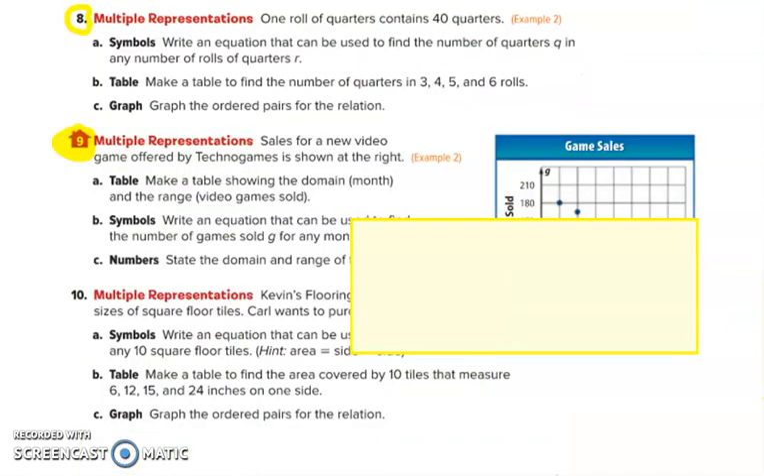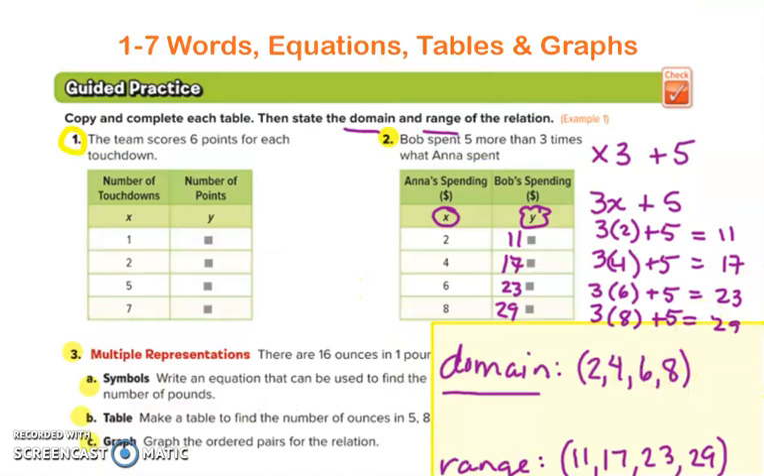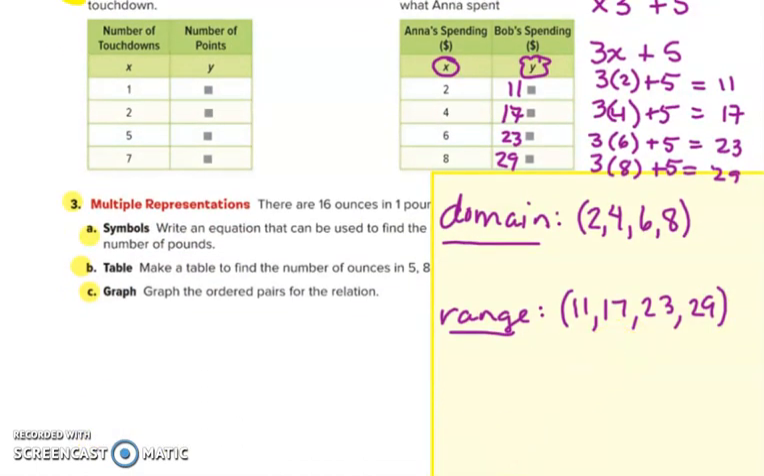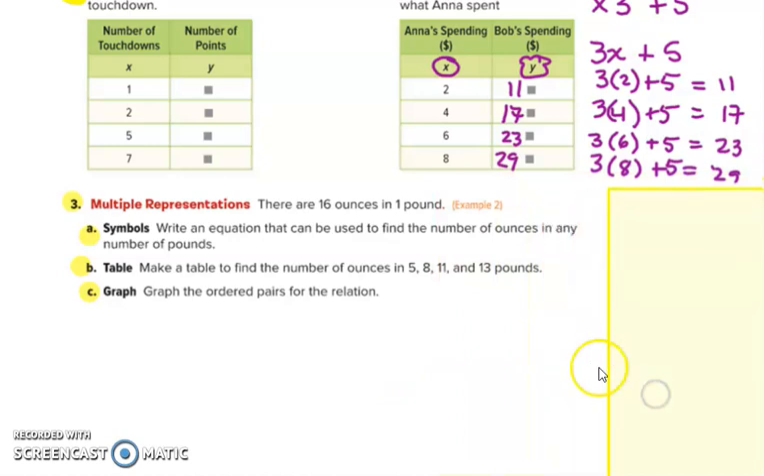Okay, let's now go and practice one like 3. In number 3, we've got to do a couple of different things. Write an equation that can be used to find the number of ounces in any number of pounds. So we're going to write an equation. Any number of pounds we'll call P. We're going to call pounds just P.